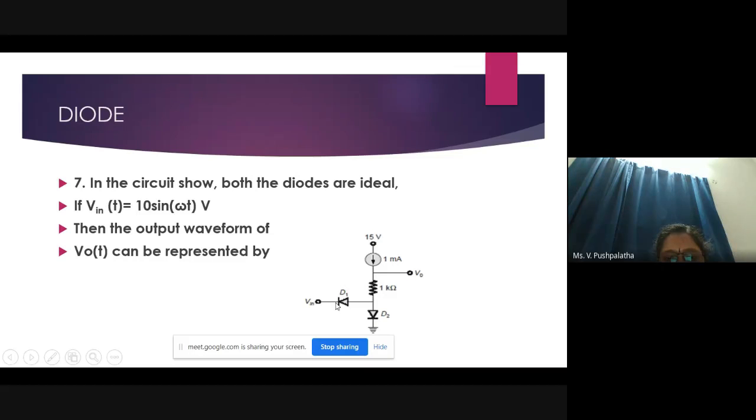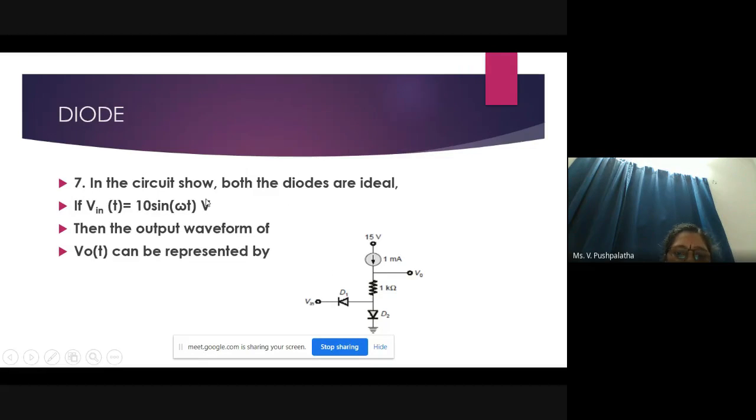Now your D1, if I apply 10 sine omega t, obviously this diode is reverse biased. When the diode is reverse biased, it will act as an open circuit. Clear? So there is no connection from the input to this point. Now only D2 will be on because D2 is connected here, right? So D2 will be forward biased. Now let me check one by one.